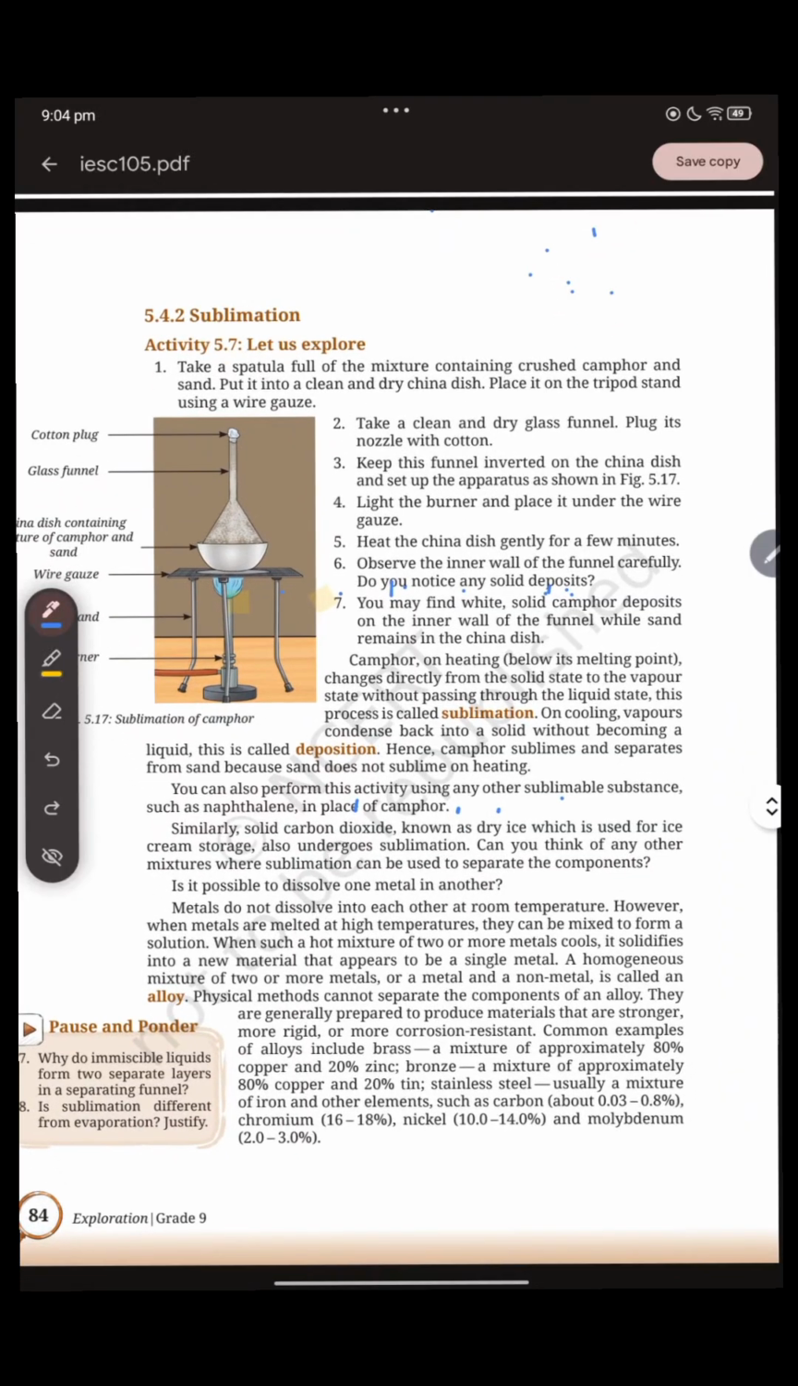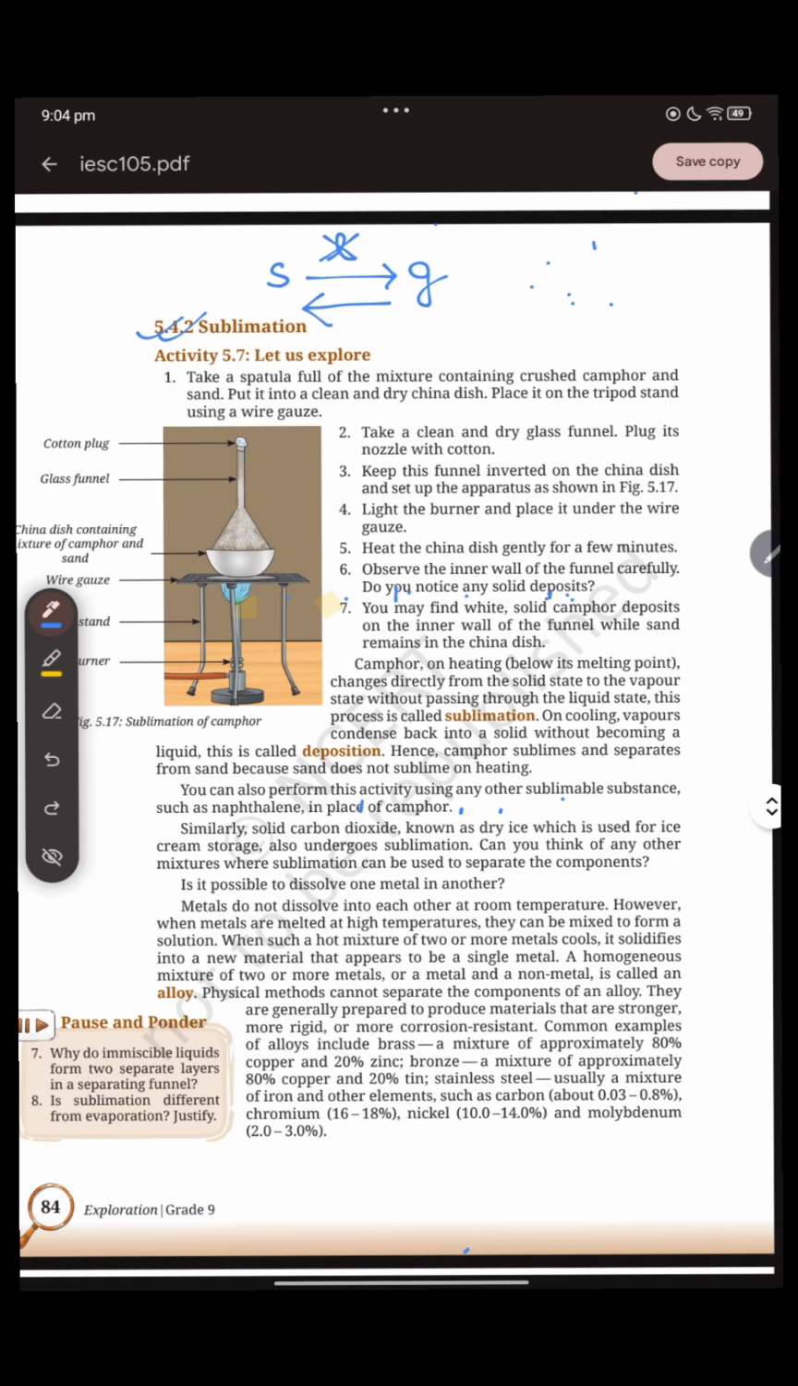Next, you have another method called sublimation. Now you need to know what is sublimation. Sublimation is the direct conversion from solid phase to gaseous phase, and gaseous phase to solid phase, without undergoing the liquid phase. That is, it is the direct conversion of the solid phase to the gaseous phase and the gaseous phase to the solid phase without going into the intermediate liquid phase.